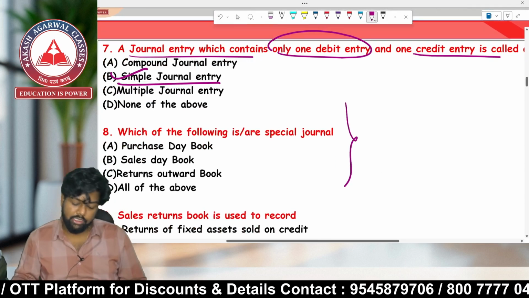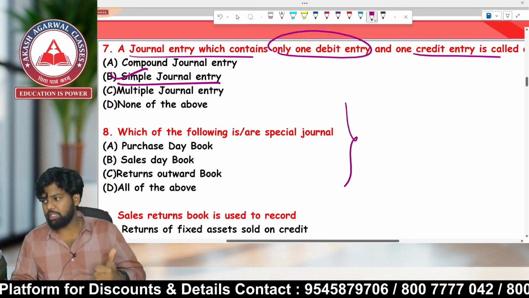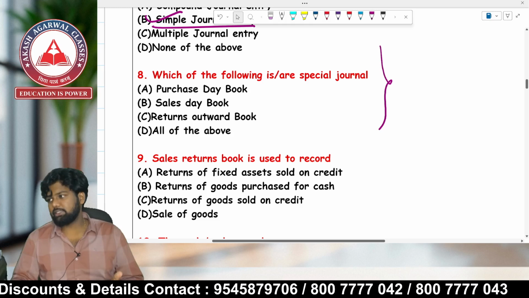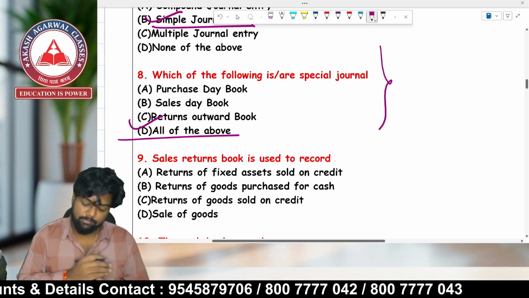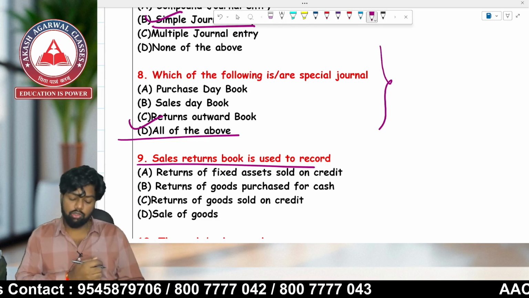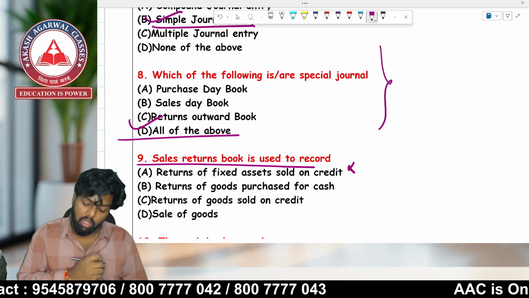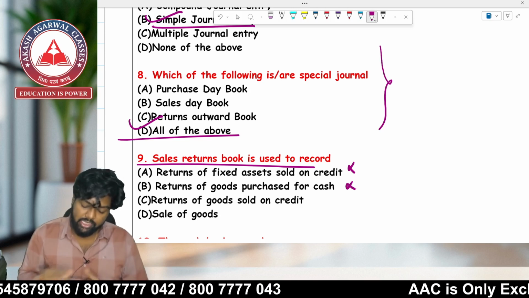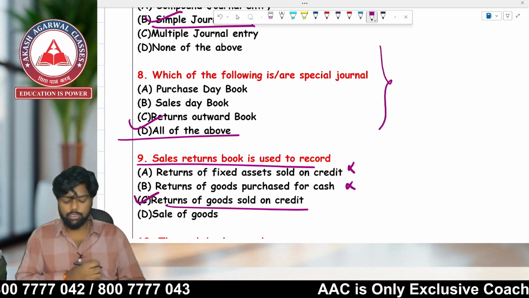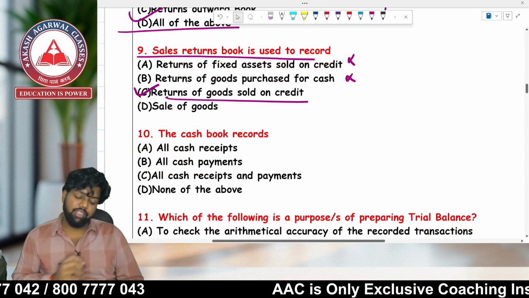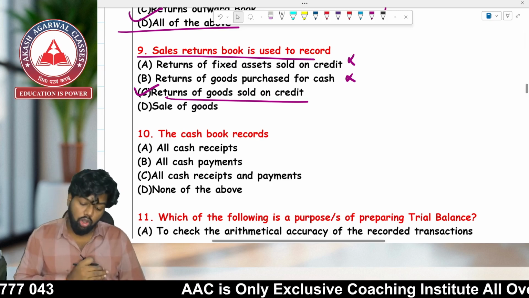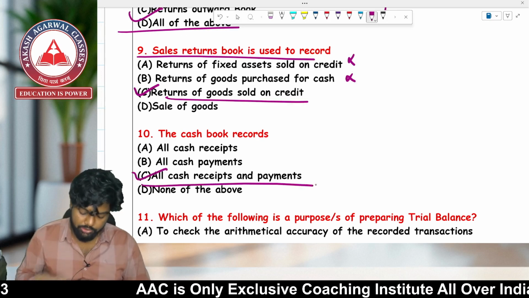If an entry involves one debit and one credit, it is a simple journal entry. Which of the following are special journals? Purchase day book, yes. Sales day book, yes. Purchase return book, yes. All of the above. Sales return book is used to record return of fixed asset? No. Return of goods purchased in cash? No. Return of goods sold on credit, option C.